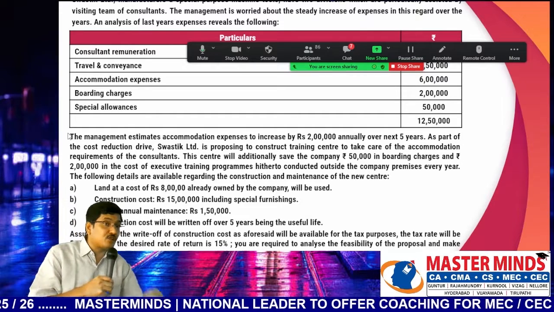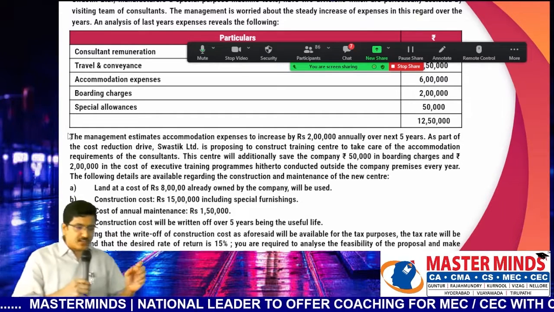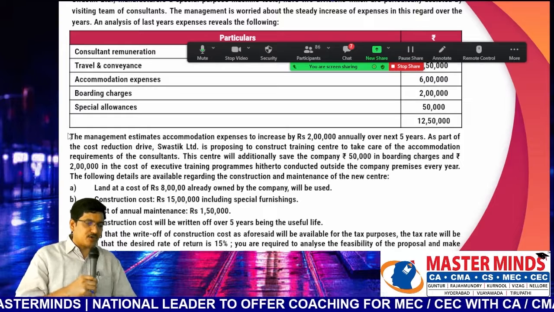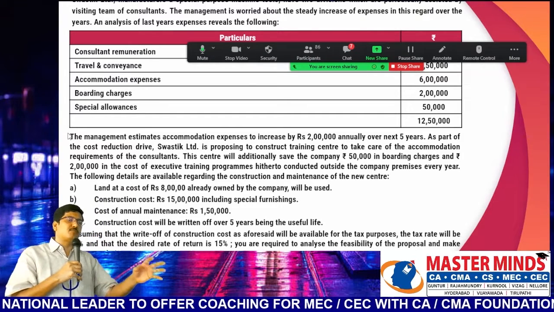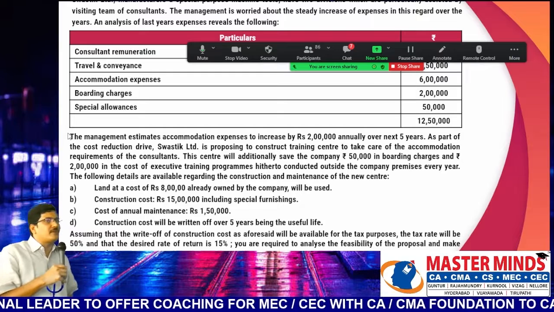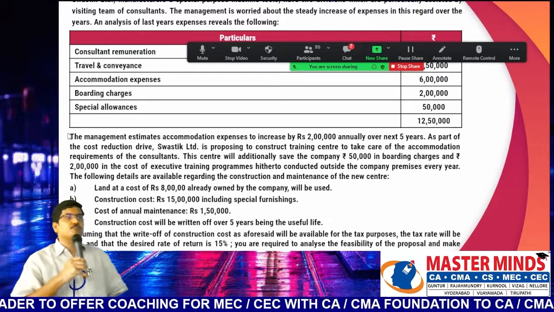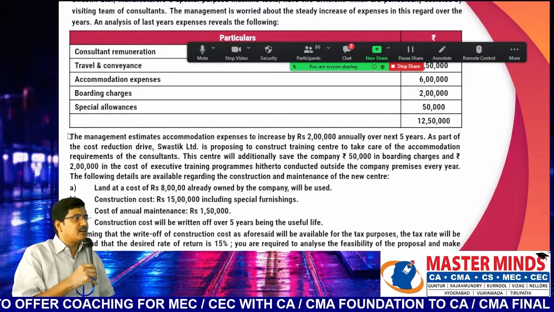Are there any other benefits? Students online have to respond. You cannot sit idle like that. You please respond through chat. Are there any other benefits by implementing this project? Tell me, what is the other benefit?